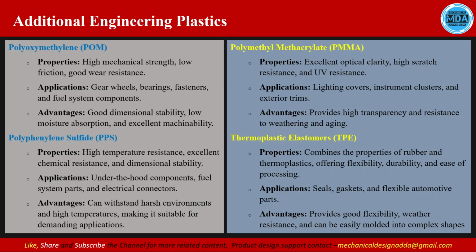These are some additional engineering plastic materials that we are using for particular applications. POM we are using for car gears, bearings and fasteners and the fuel systems, and PPS we are using for underhood components, fuel system parts and electrical connectors, and PMMA we are using for lighting covers, instrument cluster and exterior trim, and TPE we are using for seals, gaskets and flexible automobile parts.